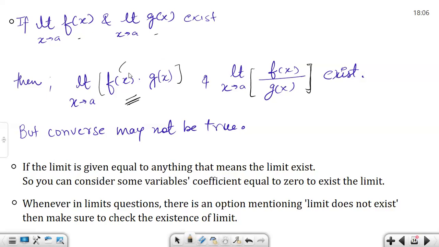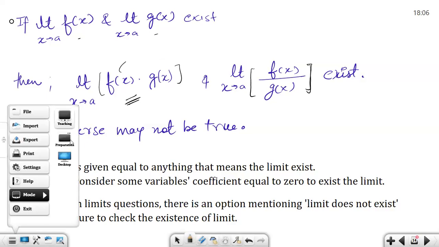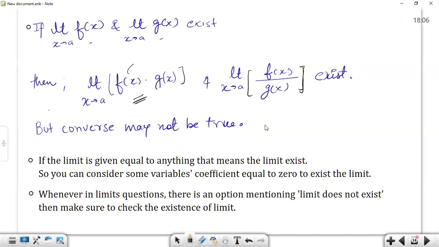There's a minor problem with the OneNote application. Let me fix it. Okay. So the converse may not be true. Is this point clear to everyone? If anyone has any doubt, you can unmute yourself and speak. Okay, let's proceed to the next point.